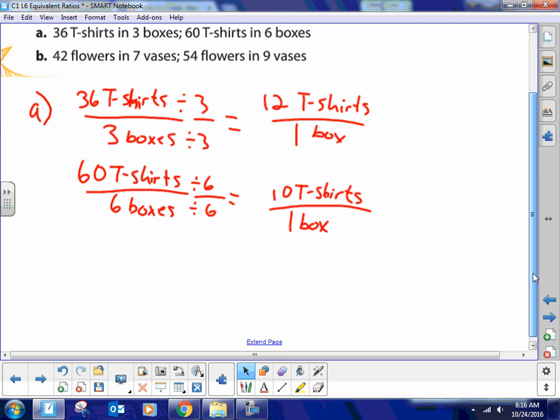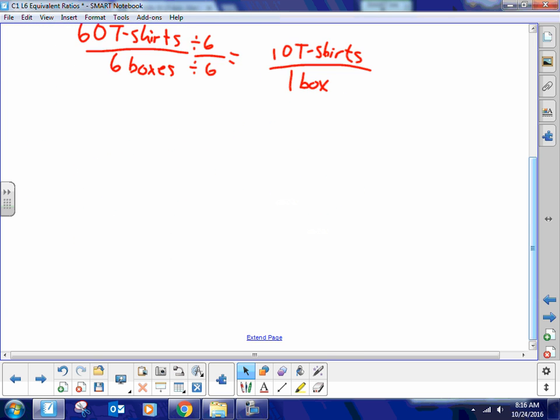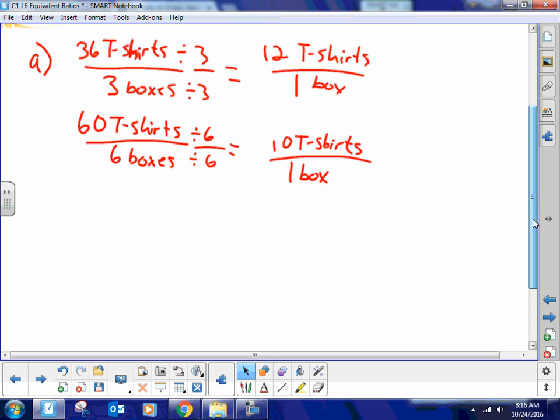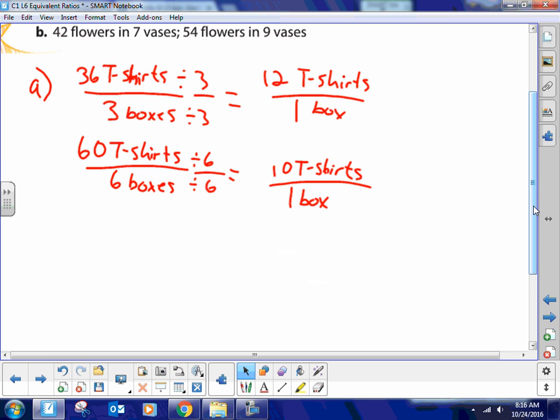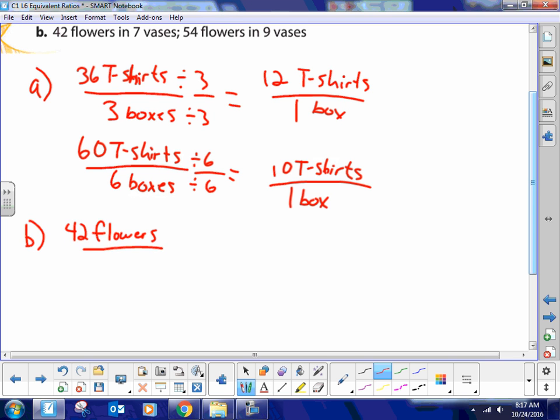All right? Let's go ahead and do B, which is, let me extend the page a little bit. I should have made that so that it's movable, and I didn't. All right, so B. I got 42 flowers in 7 vases, and then I also got 54 flowers in 9 vases, however you want to say it.